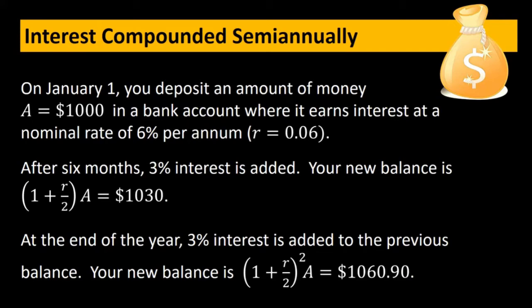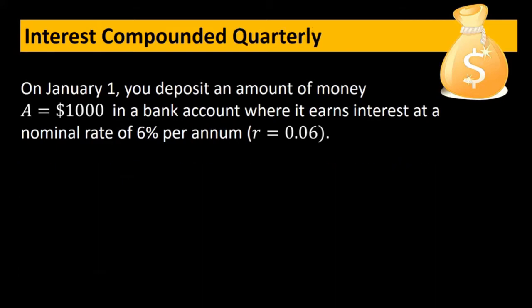After another 6 months, you again earn 3% interest, but this time based on the balance from the end of July. So you add 3% of $1,030, and that's $30.90. So at the end of the year, you actually have $1,060 plus 90 cents, just a little bit more than the previous scenario, because this time you're earning interest also on your interest. So notice in this scenario, every 6 months your balance is multiplied by 1.03.